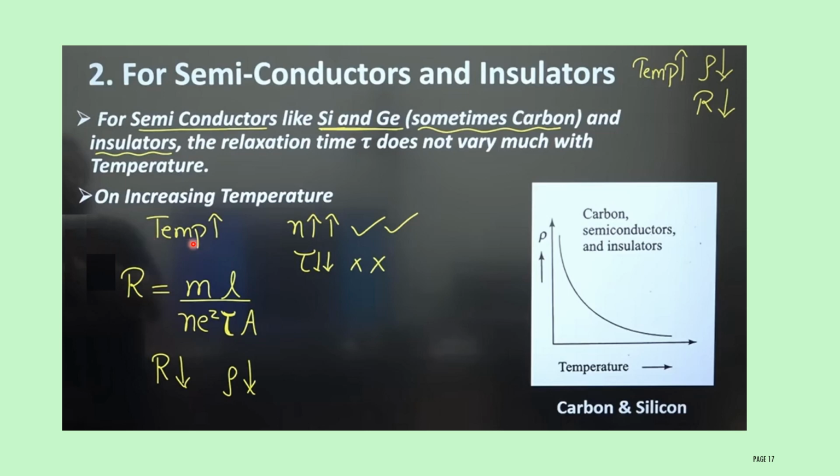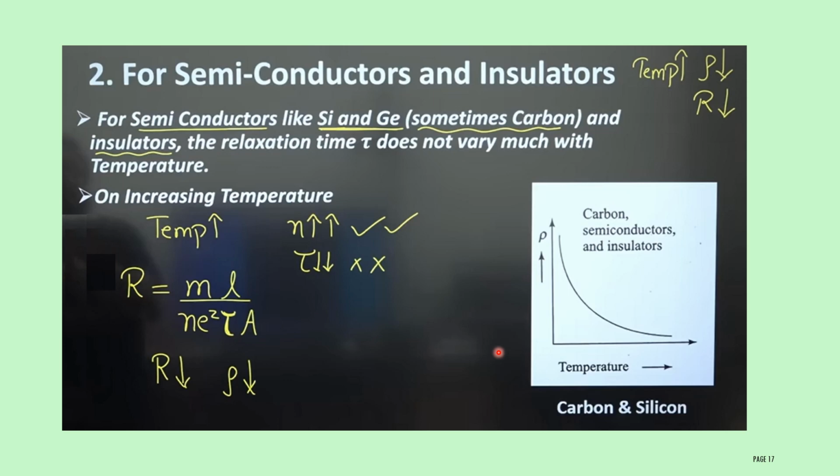But in another way, as the temperature increases, the number of free electrons, otherwise free electron density, will increase. The increase in the number of free electrons will be very, very high. Therefore, in this case, N we will consider as significant. You know the formula, resistance equals m L divided by n e square tau A. As N increases, resistance decreases, because they are inversely proportional to each other. As resistance decreases, resistivity also automatically decreases.